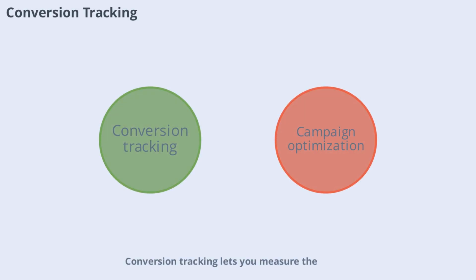Conversion tracking lets you measure the actions users take after clicking your ads. Set up conversion tracking to understand which campaigns drive results and which need improvement. This data is essential for optimizing your budget and eliminating wasted spend.